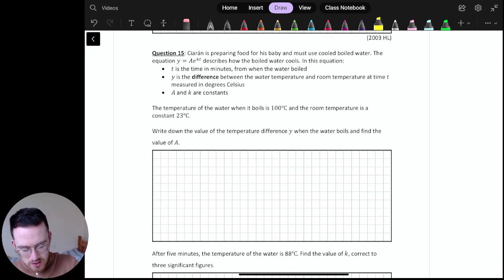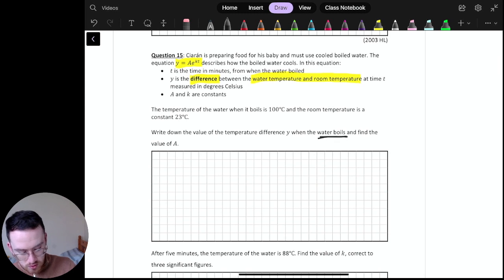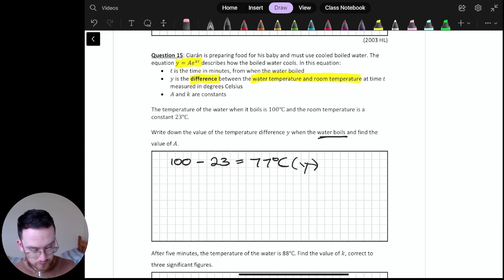So if we look at it, we have our formula here. We're told t is time in minutes. y is the difference between water temperature and room temperature, and a and k are constants. So we're asked to find the temperature difference when the water boils. So it's going to be 100 minus room temperature, which is 23, and that's going to give us a value of 77 degrees Celsius. So that's y. So let me set that equal to y.